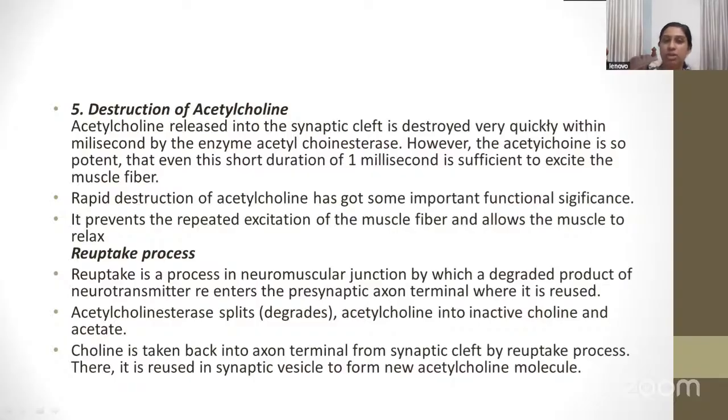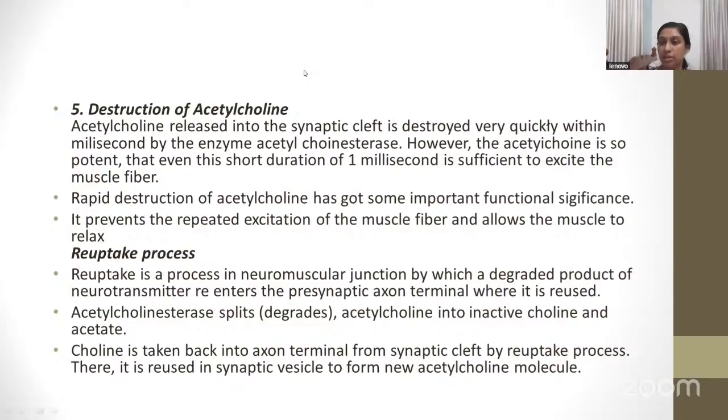Okay, so destruction of acetylcholine can take place by two means. One is by the reuptake, one is by the destruction. So the acetylcholine that is released into the synaptic cleft is destroyed very quickly, within milliseconds, by the enzyme acetylcholine esterase. There is a particular enzyme called acetylcholine esterase, which is degrading the acetylcholine.